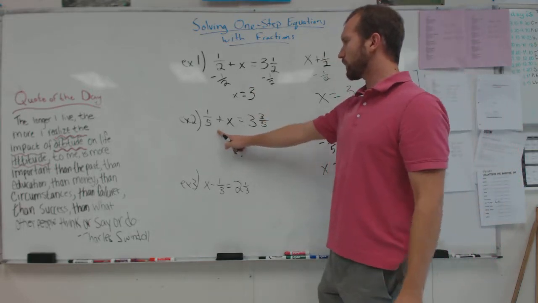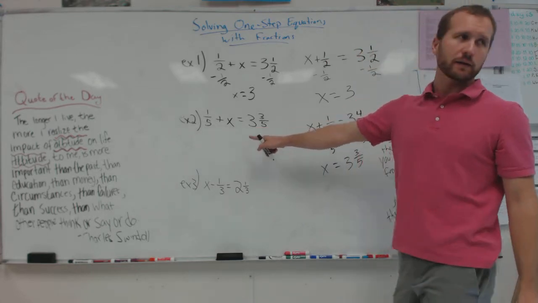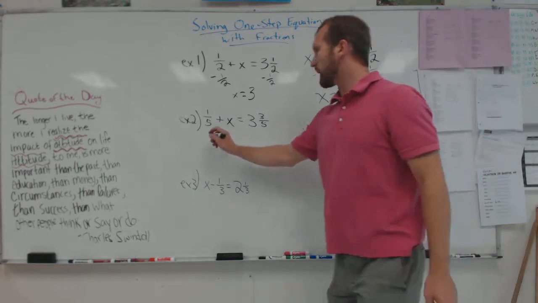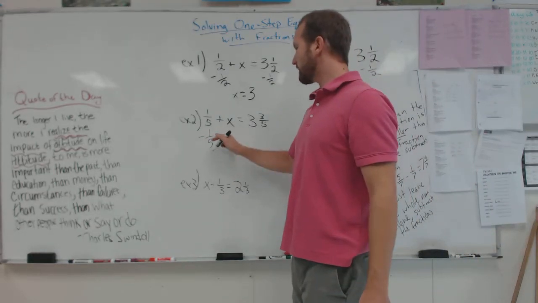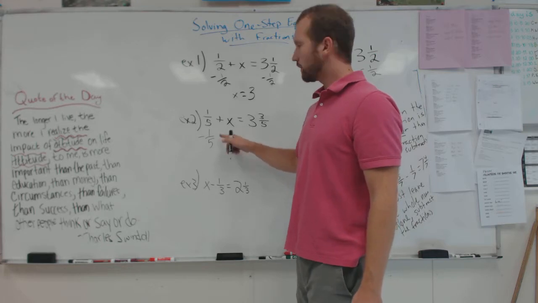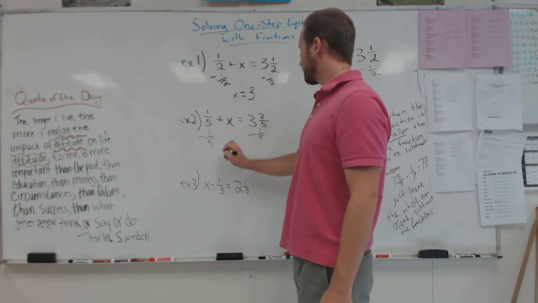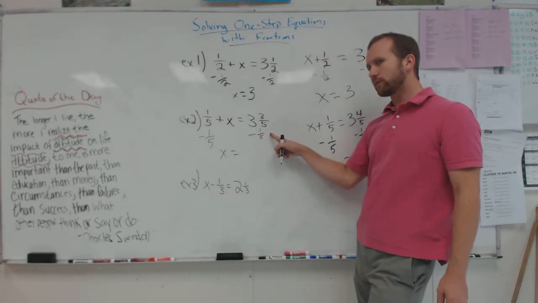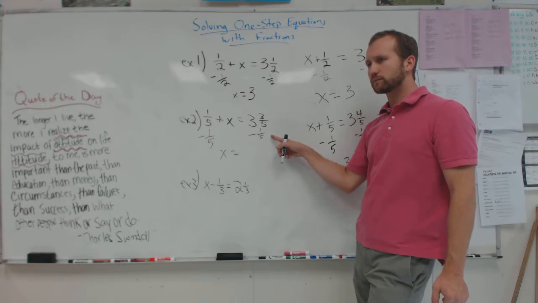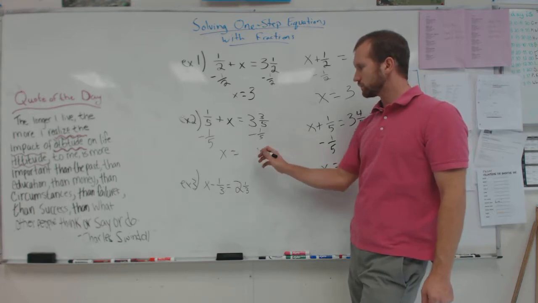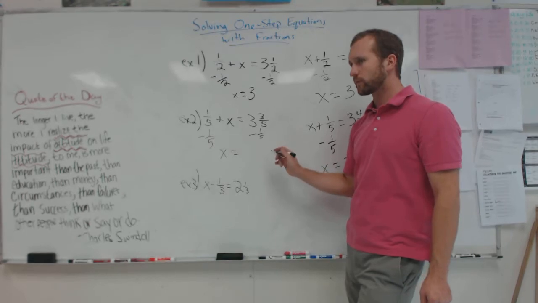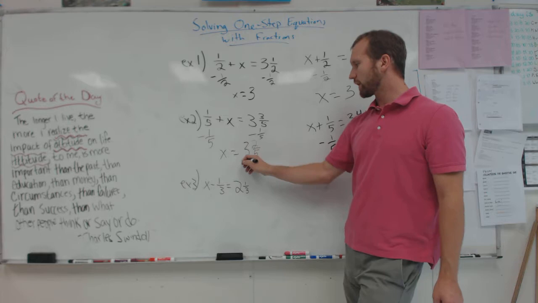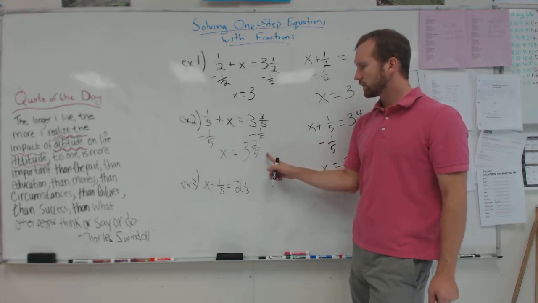What is my first step here? I have 1/5 plus x equals 3 and 3/5. Subtract 1/5. Subtract 1/5. From this side? Both sides. Okay, so now I have 3 and 3/5 minus 1/5. What do I have left? Do I just have 2/5 left? 3 and 2/5. I still have my 3 left. So 3 and 2/5. Okay?